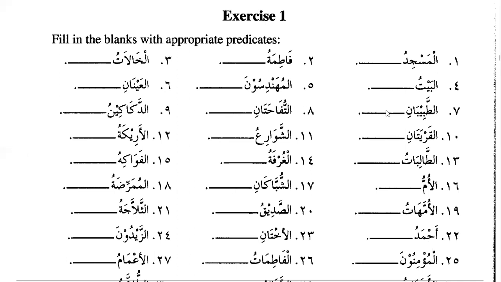Next. At-tabibani jadidani. Okay. Next. At-tufahatani ladhidhatani, lazizatani, because tufaha is feminine. Next. Dakakin means shops. Dakakina maftuha. Yes, dakakina maftuha. Non-intelligent plural, so we need a singular feminine as a khabar. Next. Al-qariyatani ba'idatan. Ba'idatan, okay.